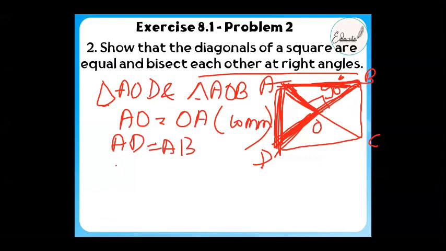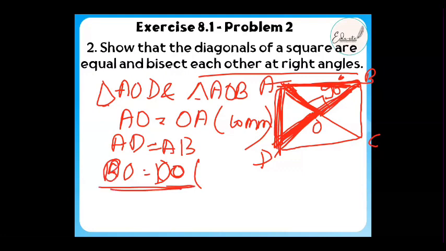And then, OD is equal to OB. Why is OB equal to OD? Because this is a diagonal and the diagonals bisect each other, which we had already proven. So from the SSS congruency, we have proven that these two triangles are congruent.